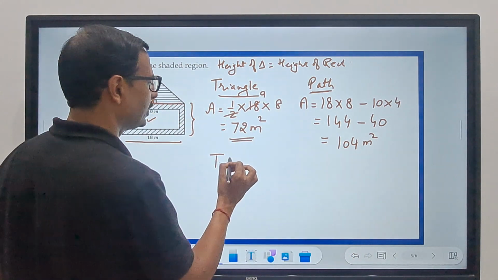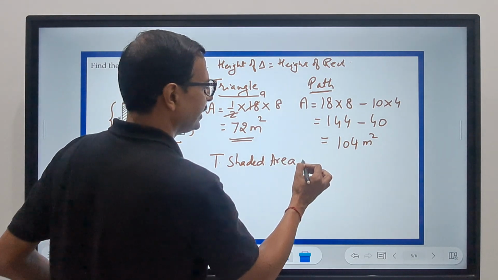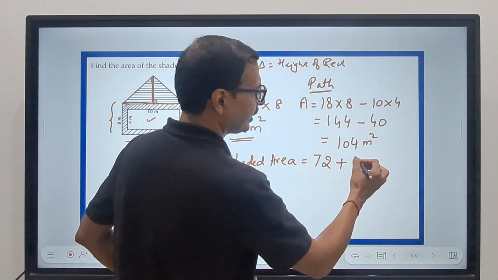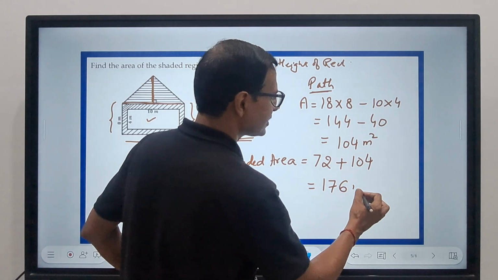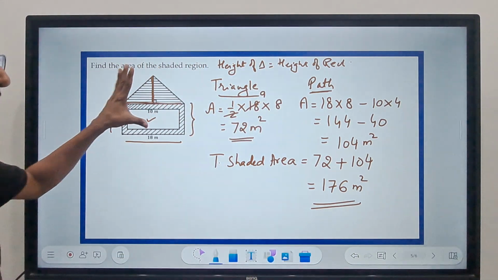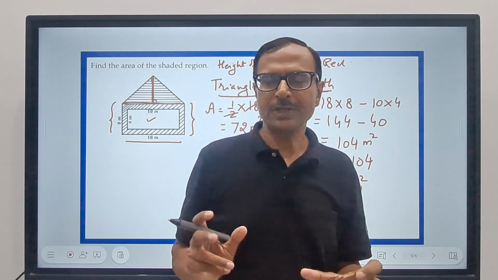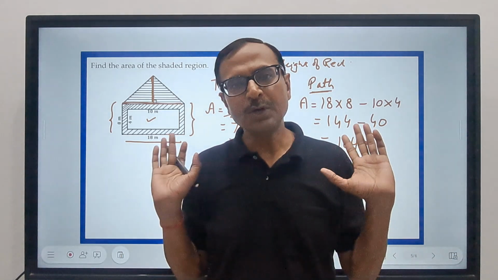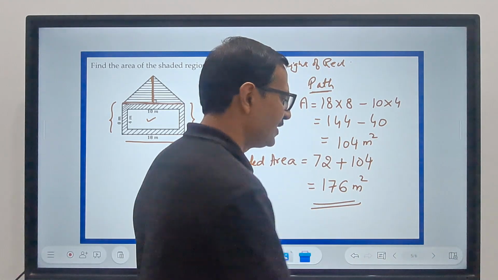So what is the total shaded area? The total shaded area is this 72 square meters and this 104 square meters, which gives us 176 square meters as the total shaded area in this particular figure. So a bit of smartness is required to crack these questions, and I'm sure this video will help you in cracking the higher problems of perimeter and area.